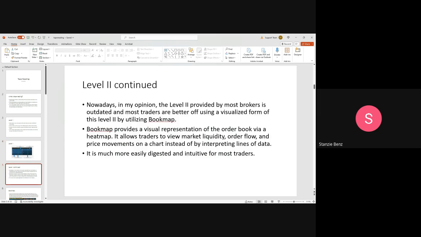Oh, there's one more question. Do you look at SPY or ES for level 2? I look at ES, and we're going to go over why.